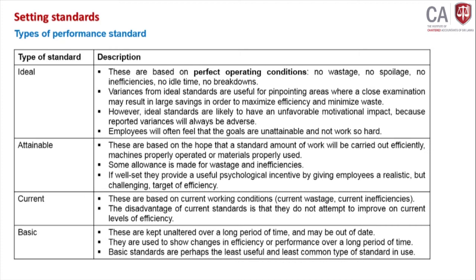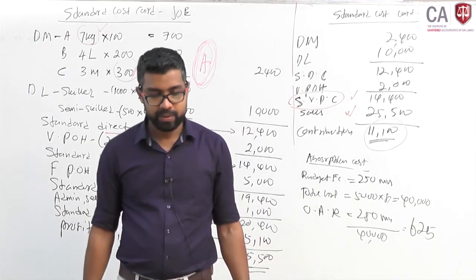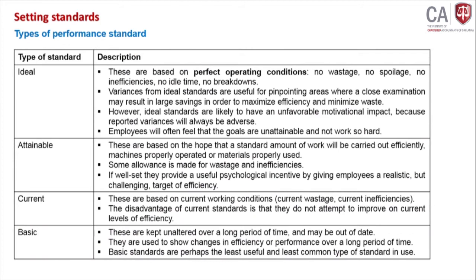They are used to show changes in efficiency or performance over the long period. So when you compare these with today's actual, you can see favorable variations most probably. So then you can see the performance improvements over the period of time. Basic standards are perhaps the least useful and least common type of standard in use. Normally most organizations are not using basic standards. They change their standards after a certain time period, because there is no point of using basic variance if improvements happen over the period of time.